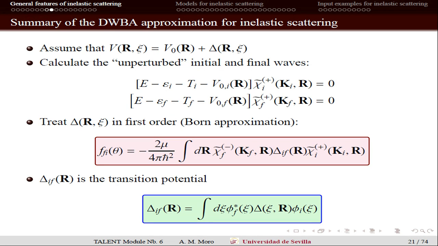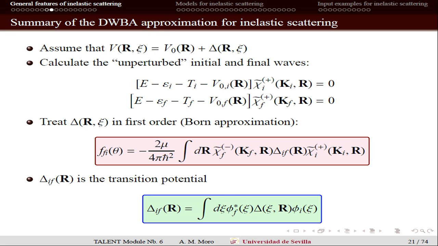So the next slide is just a summary of this DWBA. In practice, one separates the interaction into a central interaction and the rest of the interaction. This central interaction does not depend on these internal coordinates. Using this V0, one solves the uncoupled equations for the initial and final channels. I write I and F because this V0 could be chosen differently for both channels on physical grounds. And in Fresco, you have actually this possibility.